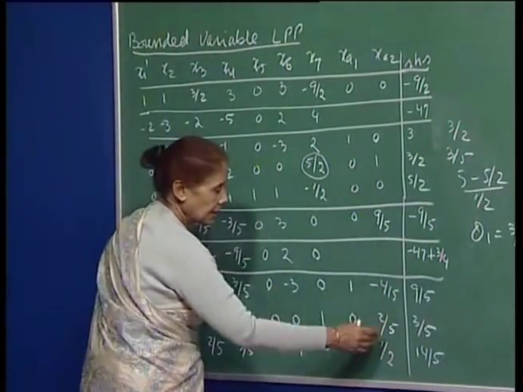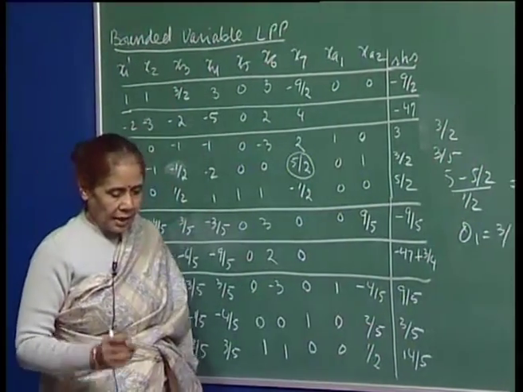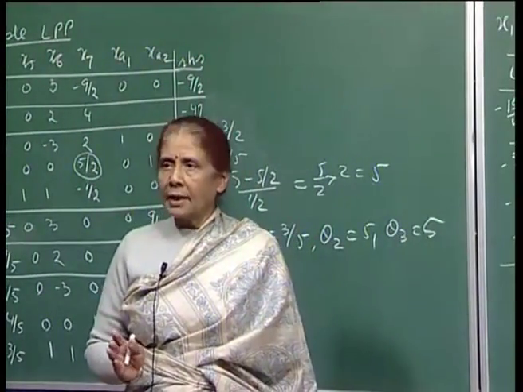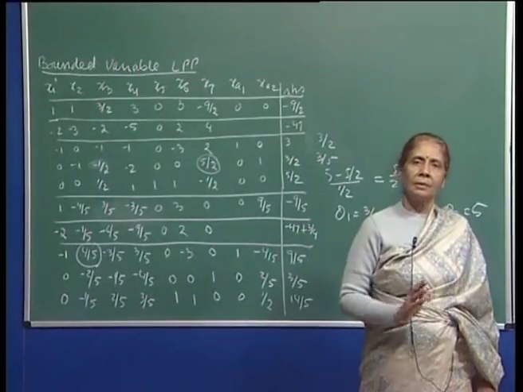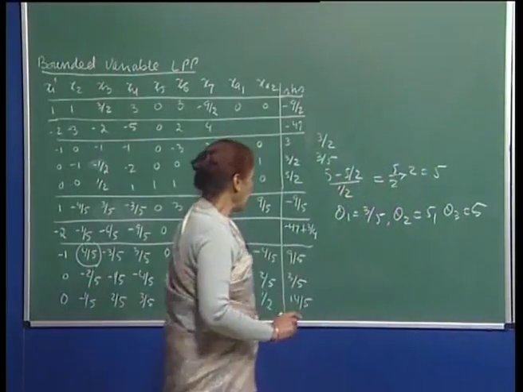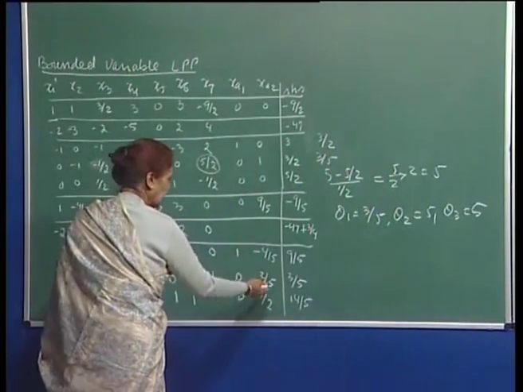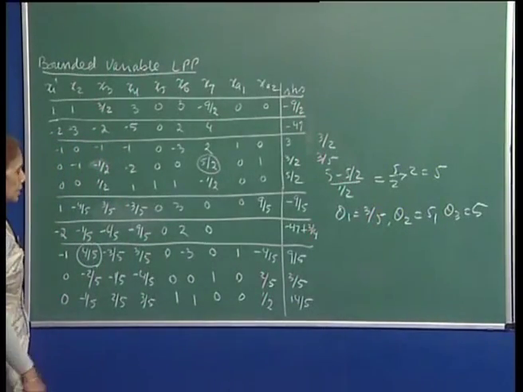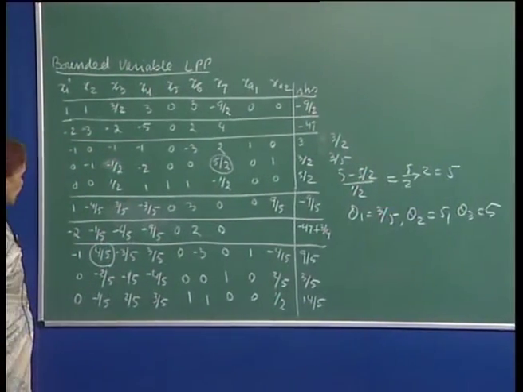So, the first artificial variable goes out of the basis. I need not make this computation, because remember, if an artificial variable leaves the basis at any time, then it will not re-enter the basis. You try to figure out why. In any case, I did the computations here for this artificial column also. There was no need to do it.